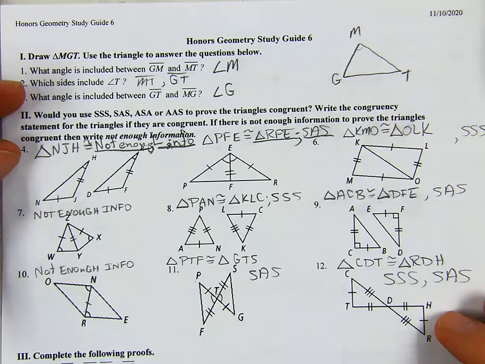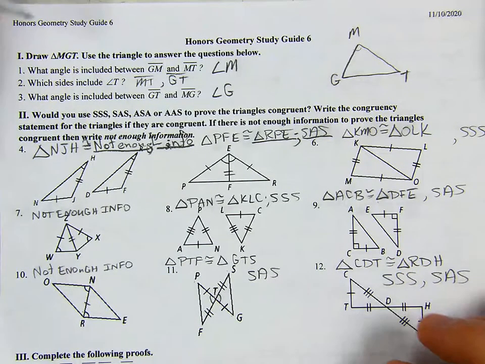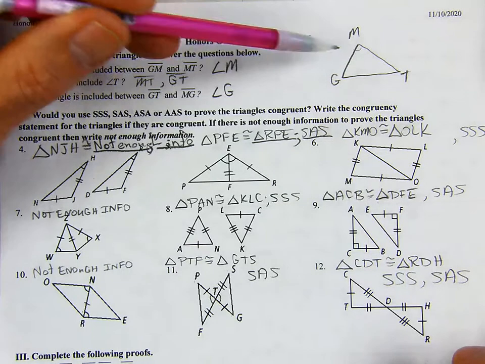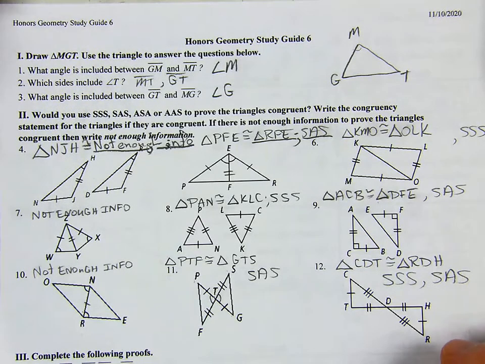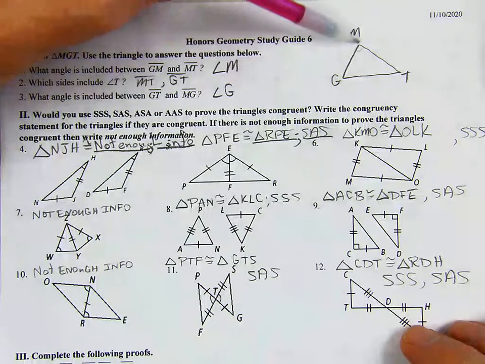Okay, and we'll go over the answers for study guide number 6. Starting at the top, it said draw a triangle MGT. So I drew a triangle over here called MGT. Use the triangle to answer the questions below. What angle is included between segment GM and MT? So here's GM, here's MT, so it's angle M.